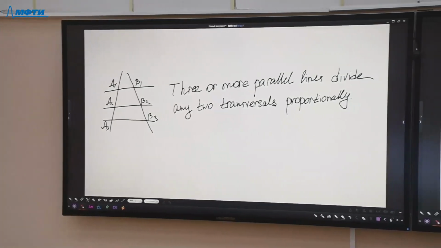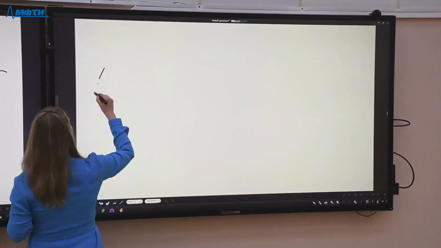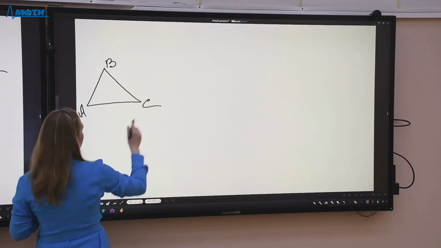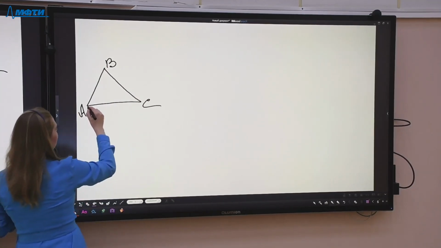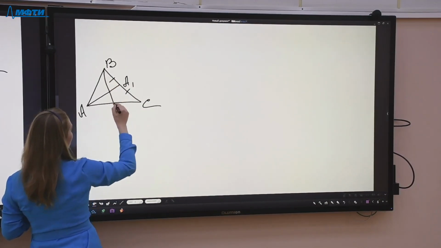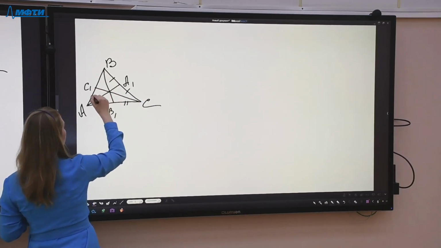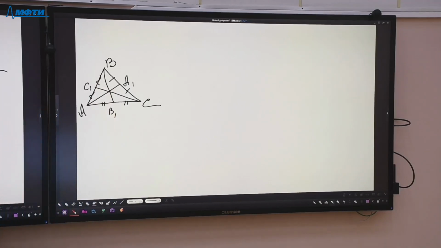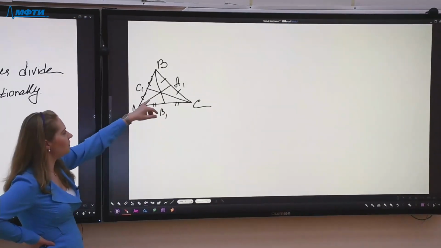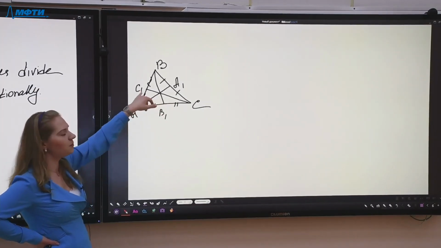And now let's talk about medians and bisectors in a triangle. So if we have a triangle ABC and we consider its medians AA1, BB1, and CC1, it occurs that all three medians meet in one point. And more than that, this point is 2/3 of the distance from a vertex to the midpoint of the opposite side.